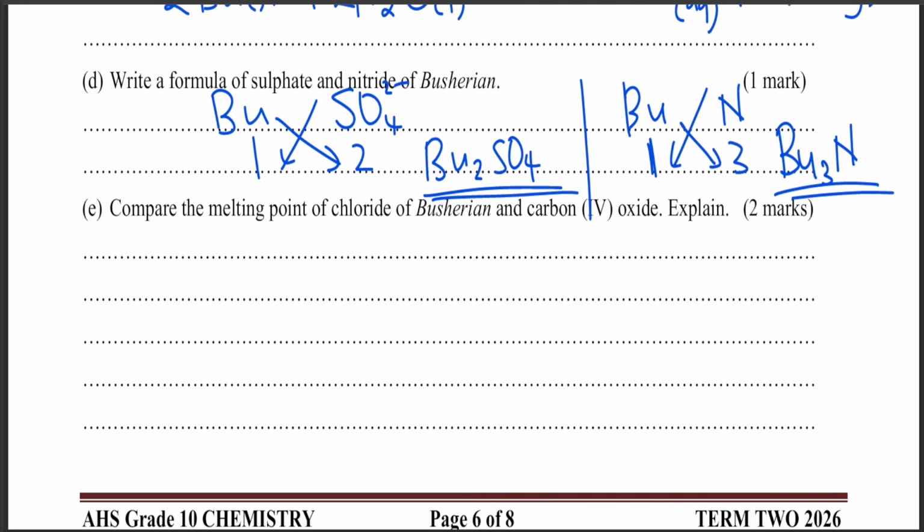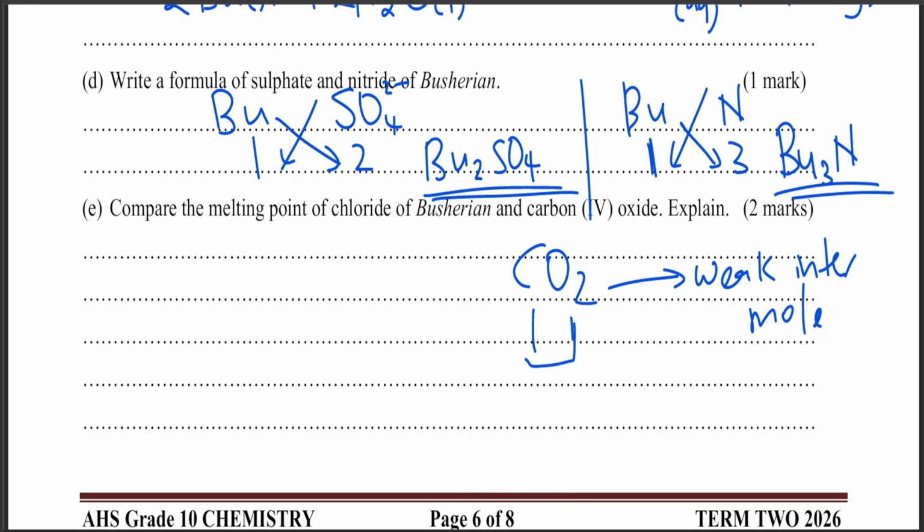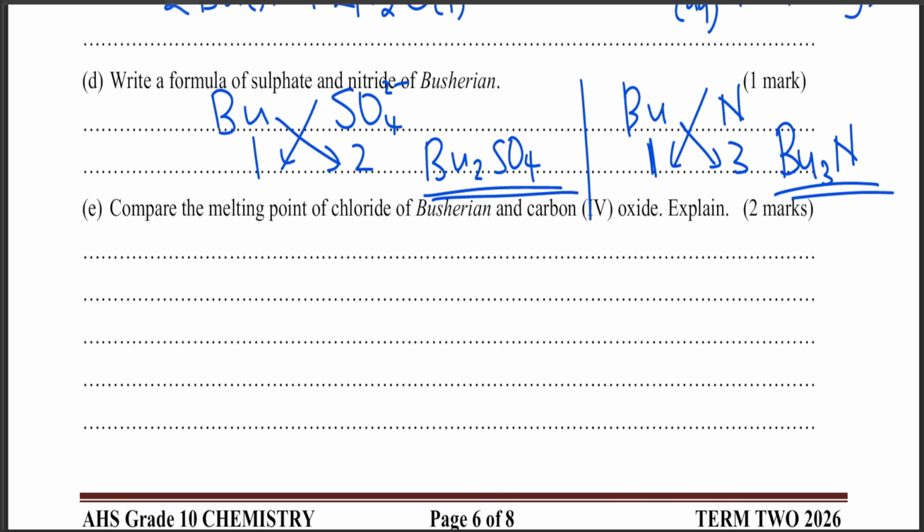For carbon 4 oxide, these are non-metals, and most of the non-metals are bonded using something called weak intermolecular forces or weak van der Waals forces of attraction. Since they are bonded using weak intermolecular forces, it is very easy to break, and that is why its melting point is going to be very low, even below 0 degrees Celsius.